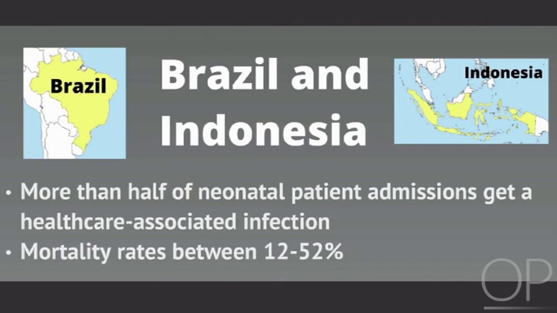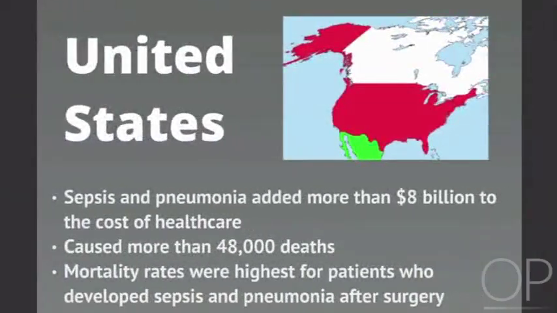to 52%. And in the United States, a study on clinical and economic outcomes of healthcare infections showed that sepsis and pneumonia added more than $8 billion to the cost of healthcare and caused more than 48,000 deaths. Mortality rates were highest for patients who developed sepsis and pneumonia after surgery.